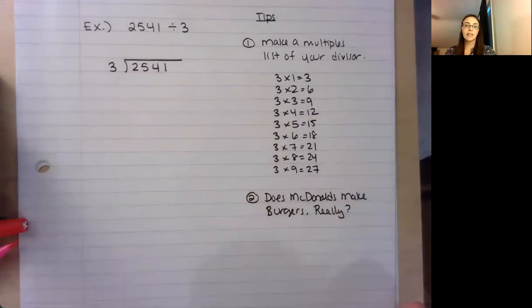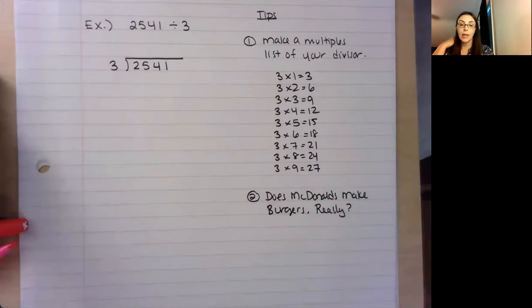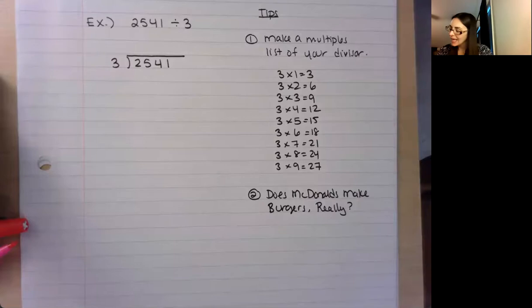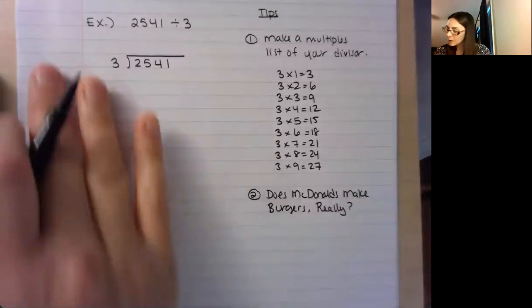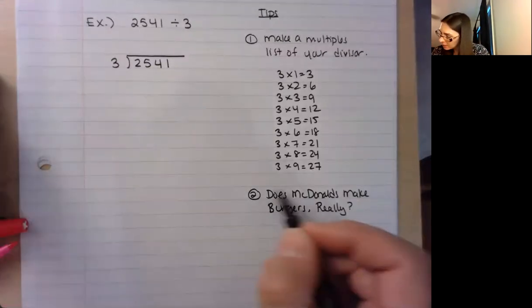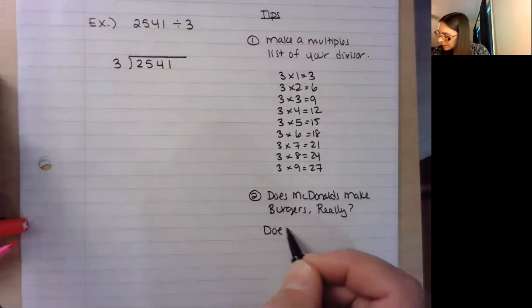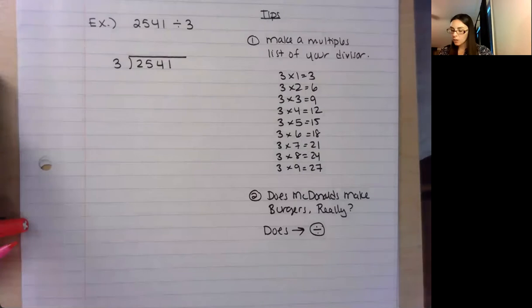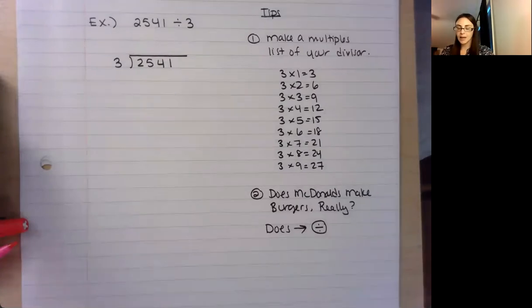And my second tip is the phrase, "Does McDonald's make burgers really?" So this is an acronym that just helps you remember the steps. And I'm going to show them to you as we go through. So your first thing, the "does," stands for divide. So our first step is to go ahead and divide. And what you're going to do is do it one digit at a time.